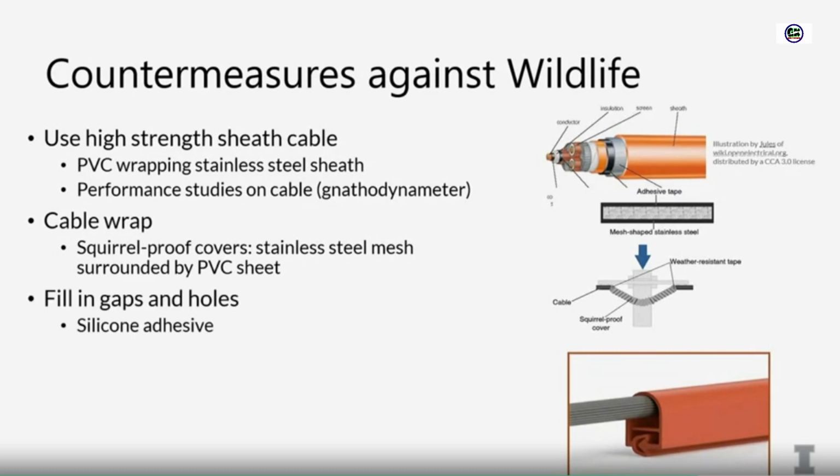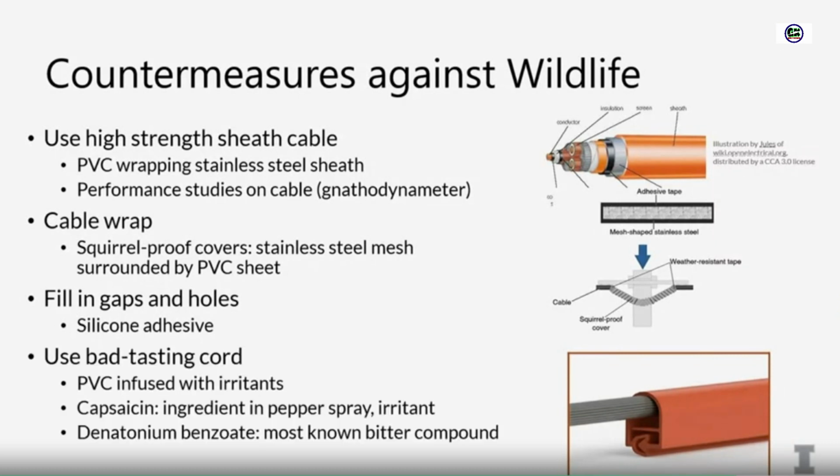Another thing you can do is fill in gaps and holes. And this is a good technique to deal with insects, because insects often don't chew into cable. They look for holes that already exist, and they get in there and they make nests. So what you can do is inspect your deployments and put in silicone adhesive in parts where the outer part of the cable is exposed.